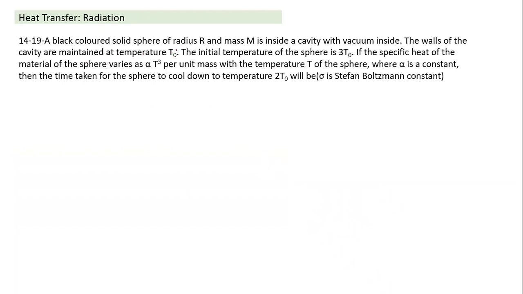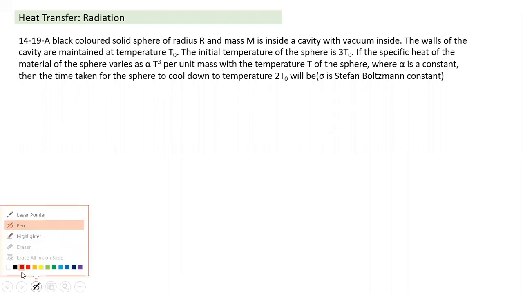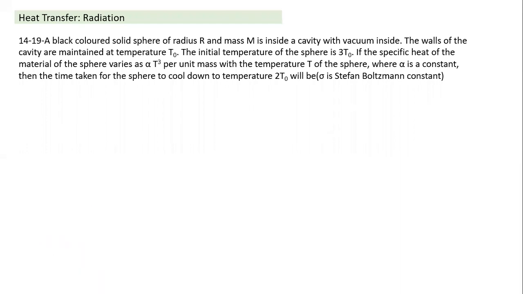A black color solid sphere of radius r and mass m inside a cavity with a vacuum inside. This question also had come, and there is some flaw in the question. Let's try and understand. Some of the questions which come in mains also require you to make some assumption to solve. That's why I keep telling you all the questions may not be perfect, but if a question comes in whatever form, you need to make some common assumption and think about what way it can be solved. Let's see what the question is.